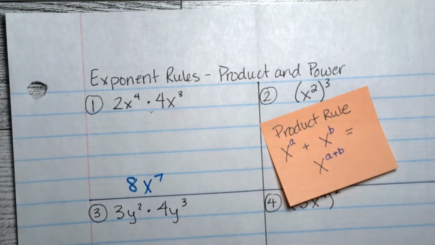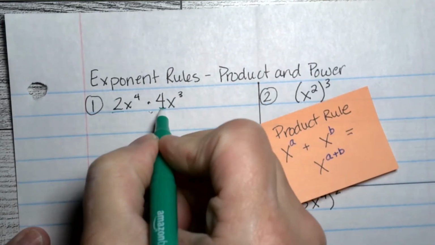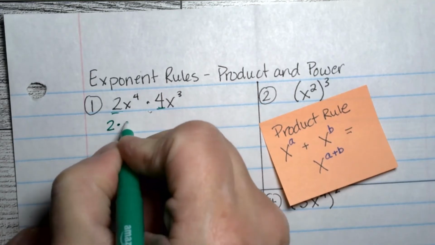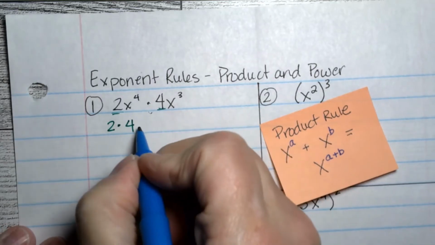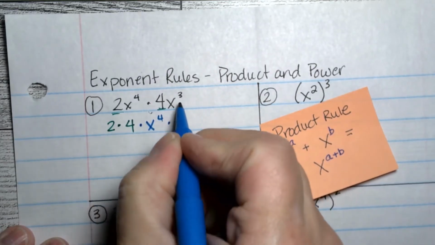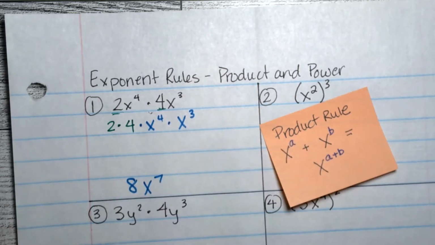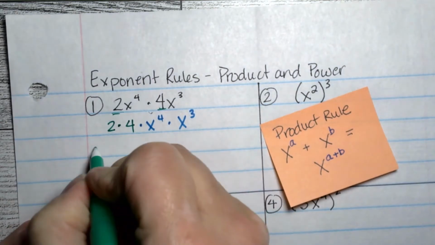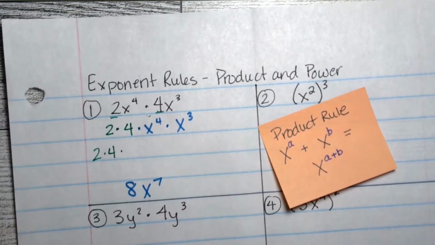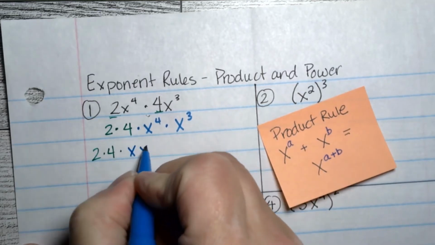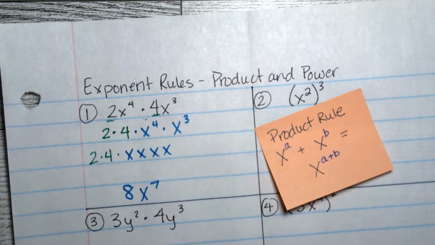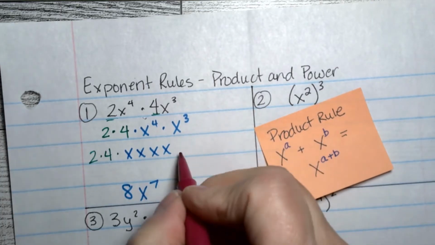You don't have to have the rules memorized if you know how to expand. You just rewrite all the terms and rearrange them. I have 2 times 4, and then there is an x to the 4th times an x cubed. Now from here, you can even expand this out a little bit more. You have that 2 times 4, and then I have 4 x's multiplied together here, and I have 3 x's multiplied together here.